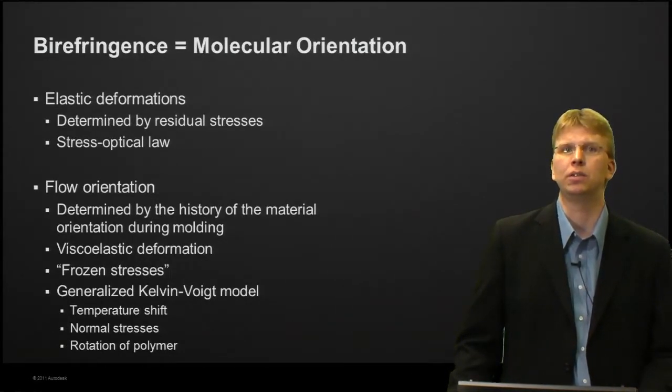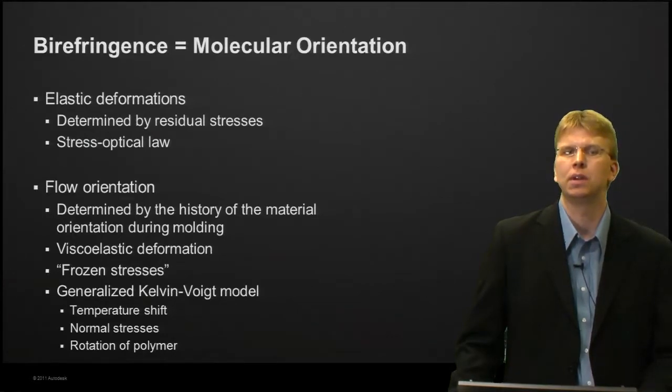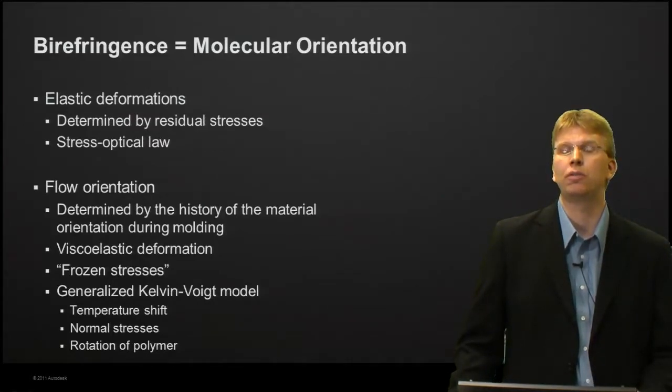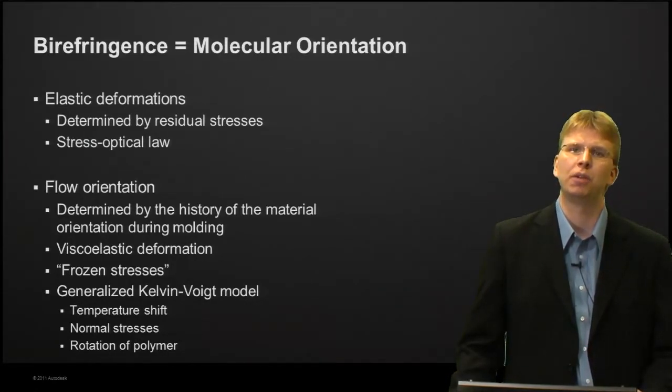Birefringence is really related to molecular orientation. And we have two things that we're looking at for clear plastic parts. The first one are elastic deformations. These are determined by the residual stresses inside of a part, and we use a stress optical law to solve for these. Also, flow orientation, which is caused by the history of the material orientation during the injection molding process. We have viscoelastic deformation, or so-called frozen-in stresses, and we determine these by using a generalized Kelvin-Voigt model, which accounts for temperature shift, normal stresses, and the rotation of the polymer.